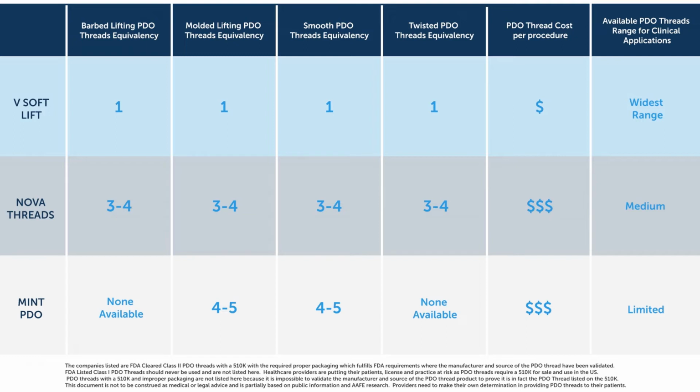The lifting threads are the strongest. The smooth PDO threads produce the most collagen, and I'll prove it to you, not from, I mean, we've done our own research, but I'll show you what everybody else shows. The other ones, the equivalency, you need one V-Soft Lift for every 3 to 4 of Nova threads, for every 4 to 5 of Mint PDO threads, and that's not me talking, that's them talking, which means V-Soft Lift is the least expensive overall. They've got a very wide range of available threads, but they're the strongest when it comes to lifting, and they are the best when it comes to collagen production.